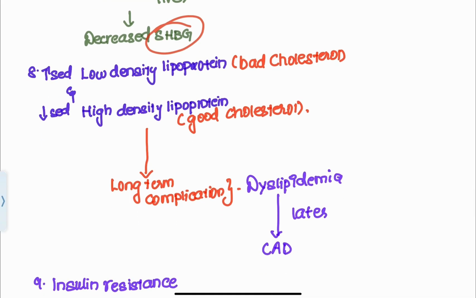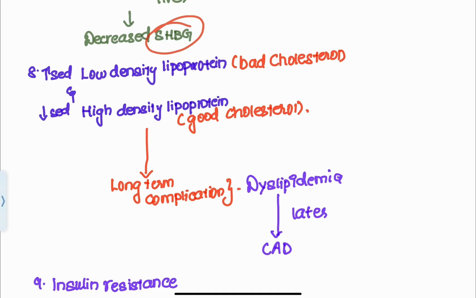Fine? Yes. Next, in patients of PCOS, there is increased low density lipoprotein and decreased high density lipoprotein. What is low density lipoprotein? LDL is also known as the bad cholesterol. HDL, which is high density lipoprotein, is also called the good cholesterol. In patients of PCOS, there is going to be an increased amount of LDL and a decrease in the amount of HDL, which is the good cholesterol.